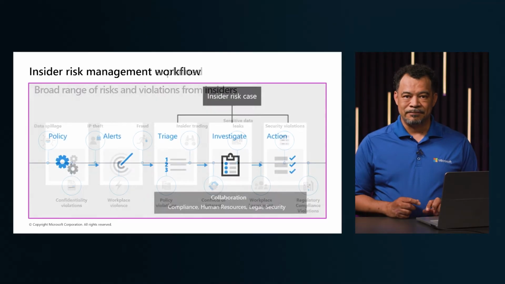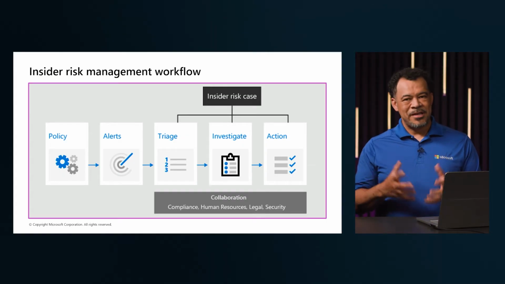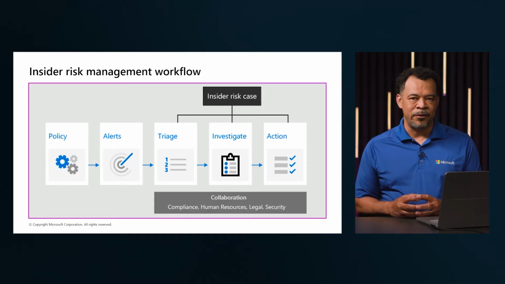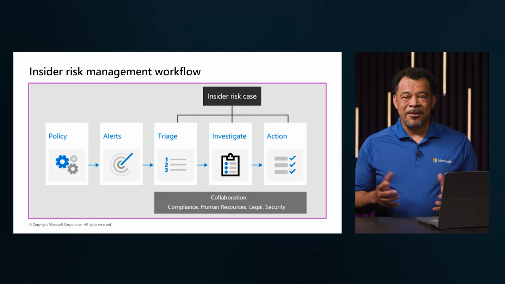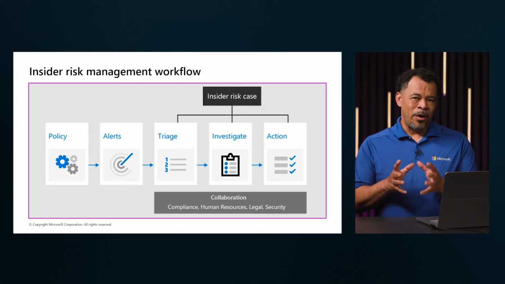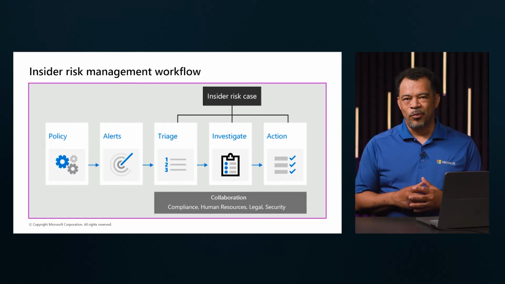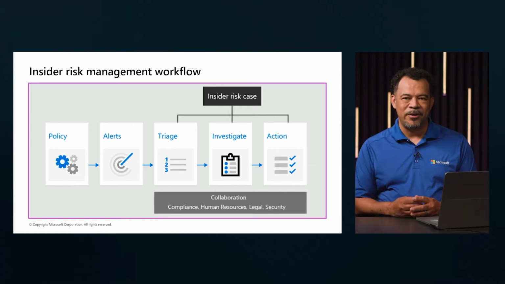So now, here we see that this walks us through the typical workflow for managing an insider risk case using Microsoft Purview. It starts with setting up a policy, which is like laying the ground rules for what's acceptable and what's not. Once these policies are in place, the system can generate alerts when something suspicious happens, like someone accessing sensitive files they normally wouldn't.